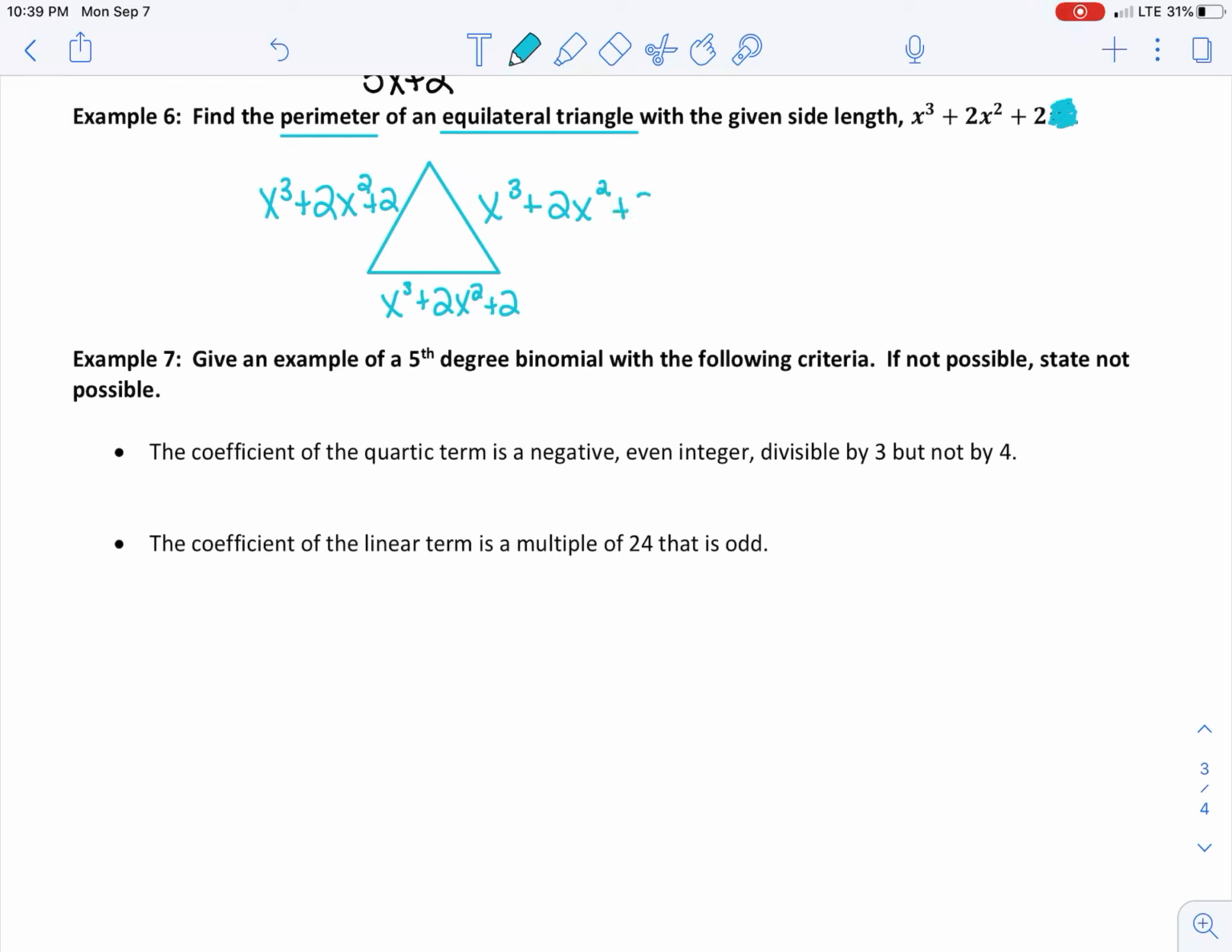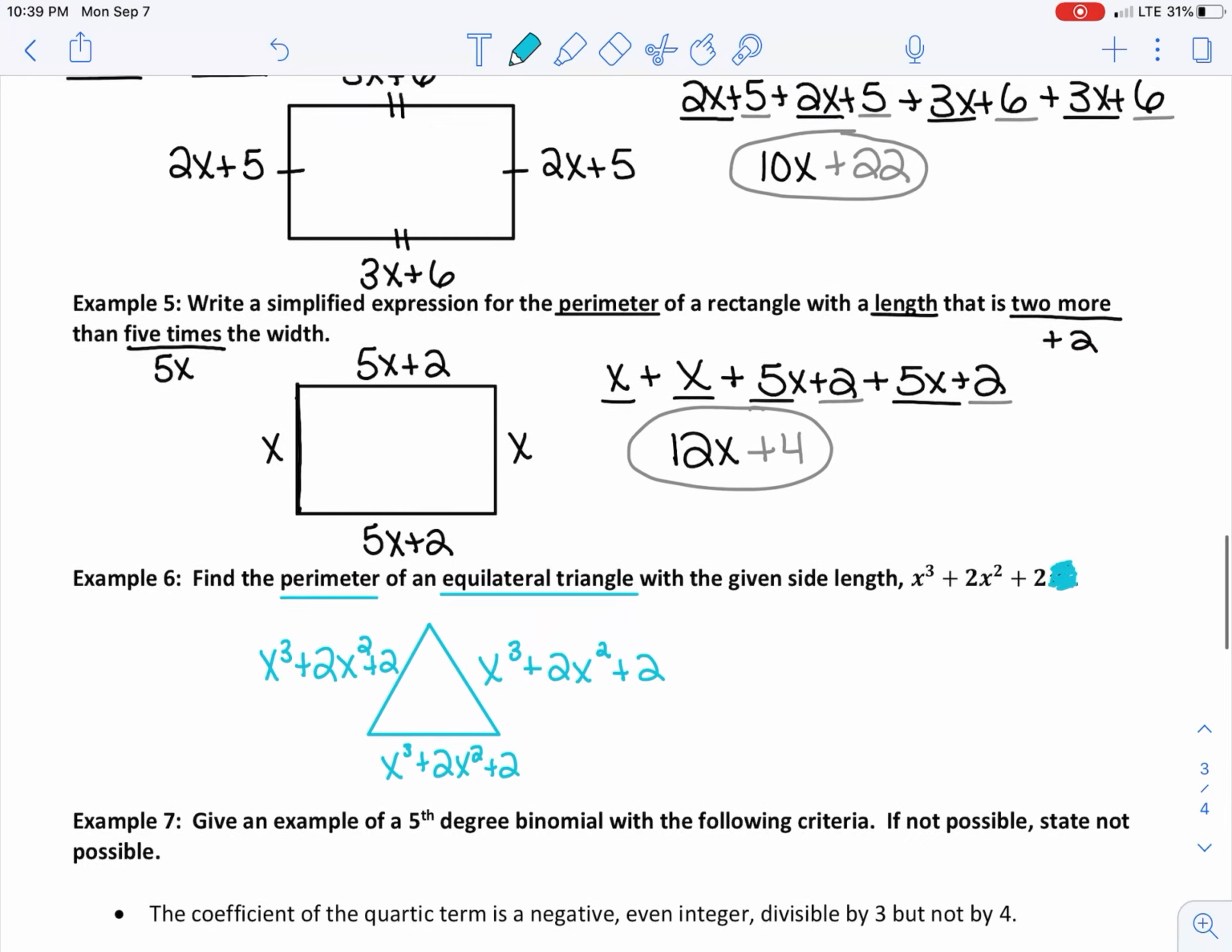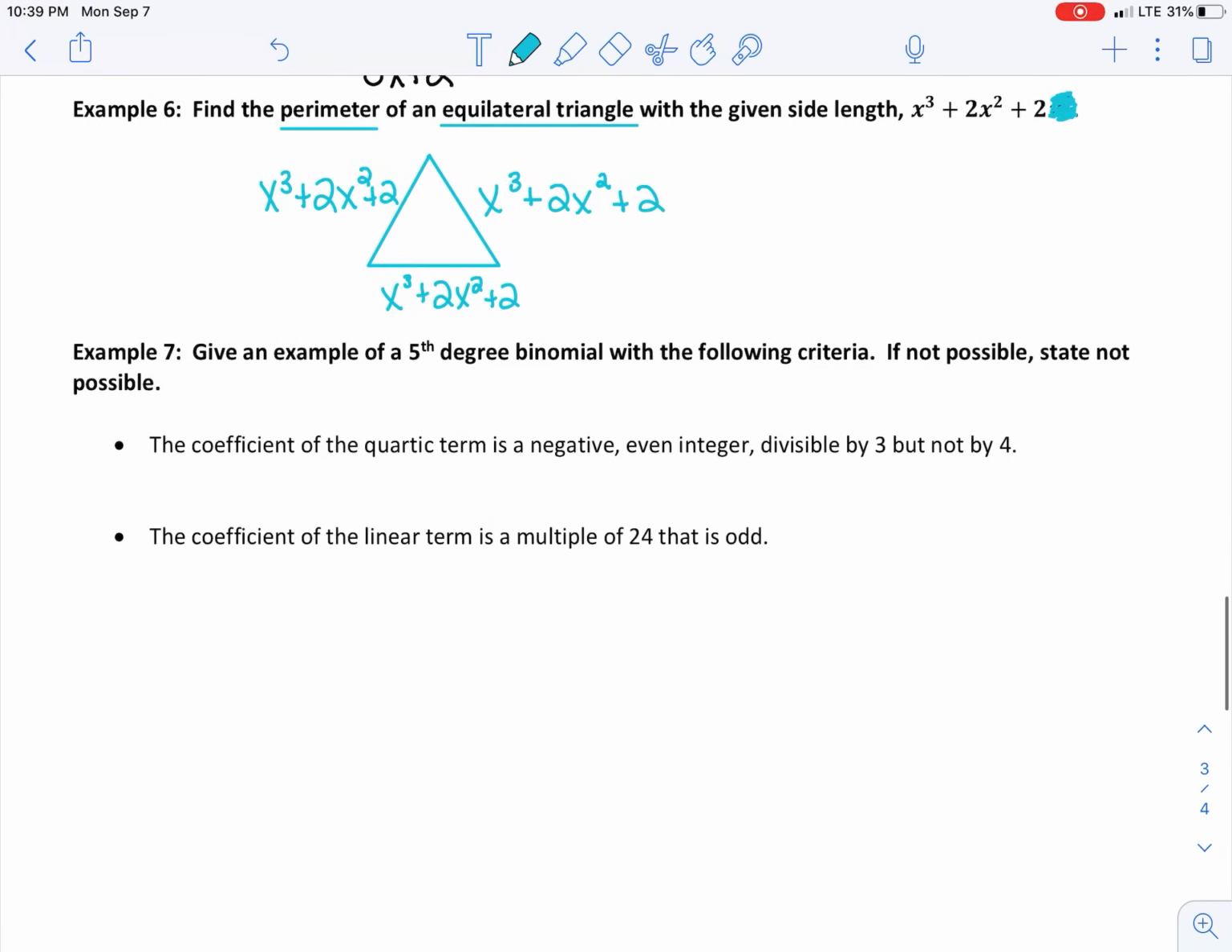Using the distributive property, we can actually make this a little bit shorter than writing out every side 3 times and adding them together like we did in examples 4 and 5. We can actually say, okay, well, here we have 3 sides, and they are all the same. So I'm just going to take 3 and multiply it by my side length. Since I have 3 of them, this should give me my perimeter.